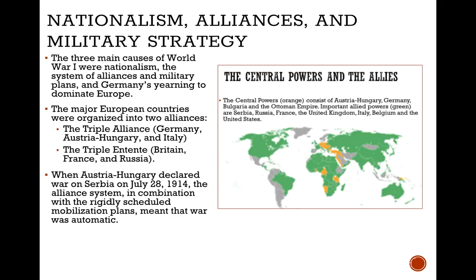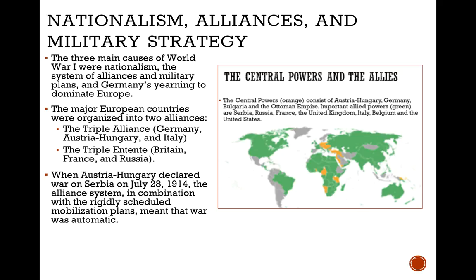The major European countries were organized into two alliances. And these names will change, just so you know. The Triple Alliance is Germany, Austria-Hungary, and Italy. The Triple Entente is Britain, France, and Russia. The military alliance system was accompanied by inflexible mobilization plans that depended on railroads to move troops according to precise schedules. After 1915, like I said, the names change.